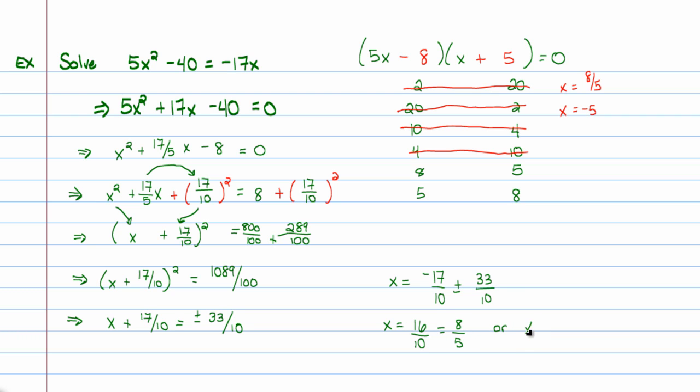Or x is equal to negative 17 minus 33, and that's going to be negative 50 over 10. Negative 50 over 10 is negative 5, which again matches our original set of solutions in the McDonald's colors.